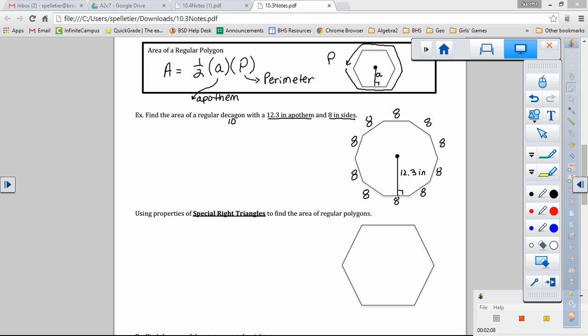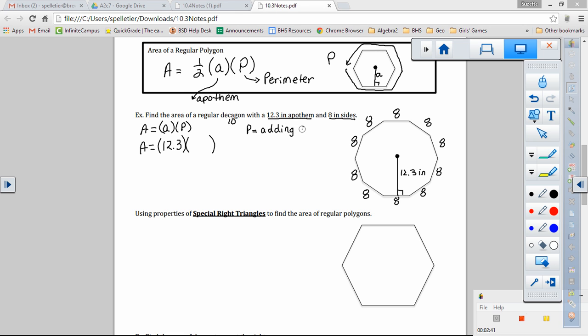Now, I have to first think about area equals apothem times perimeter. So then I go, what do I have? Let's plug into my formula what's given. Well, my apothem is given, so I'm going to plug that in. Area equals 12.3. What's my perimeter? Well, I don't necessarily have the perimeter given to me in specific numbers, but I can find it, right? So you find the perimeter by adding up the side lengths.